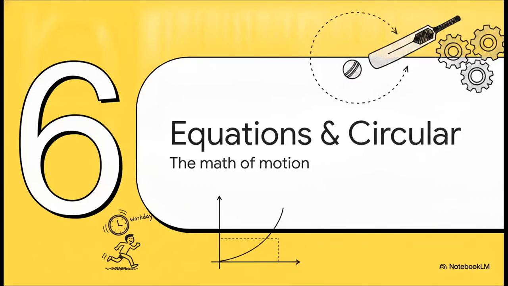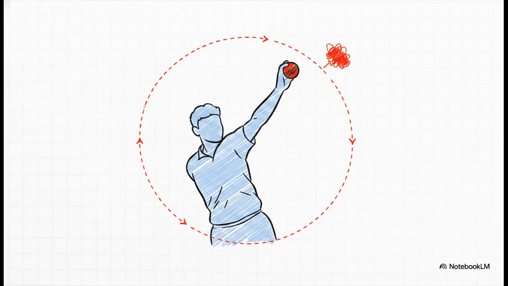Finally, we reach Section 6, Equations and Circular Motion, the math of motion. You finally finished your workday, and now it's time for some recreation, like playing a game of cricket. Picture a bowler's arm in a game of cricket. As they wind up for a pitch, they swing their arm in a large circle. This is a perfect, everyday, real-life application of uniform circular motion.